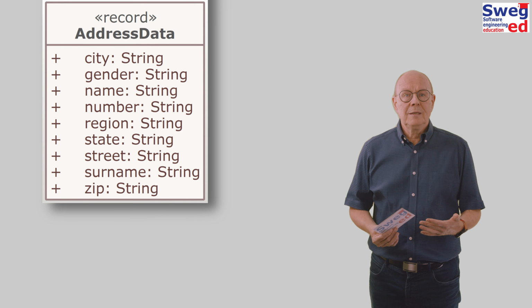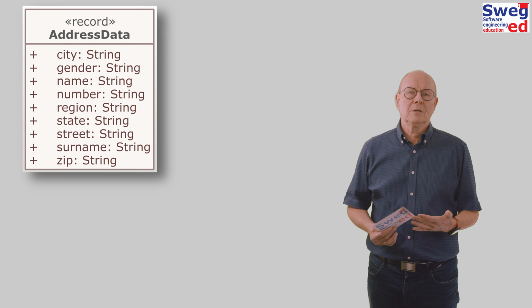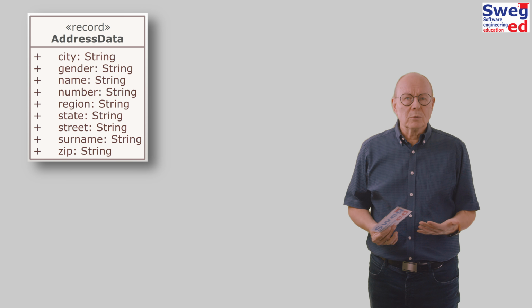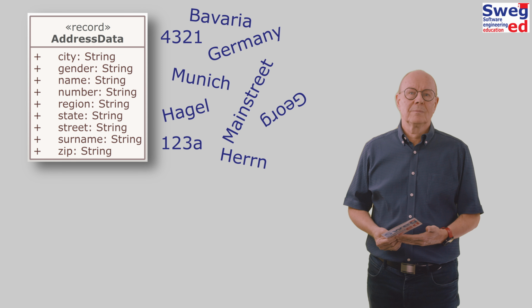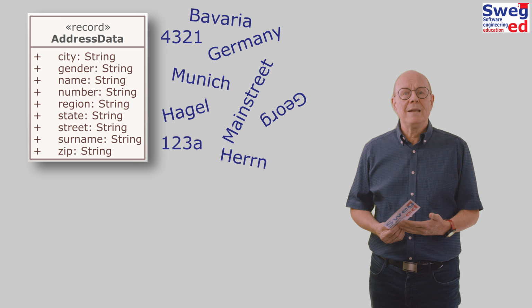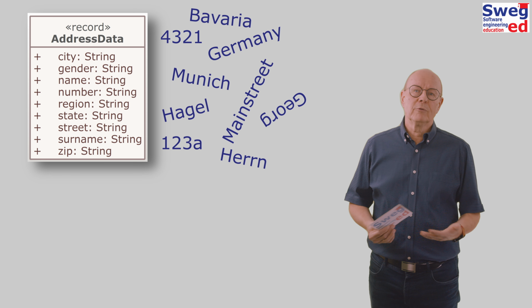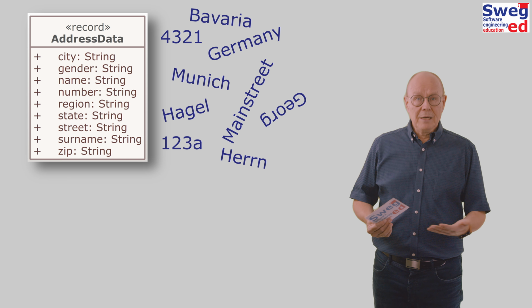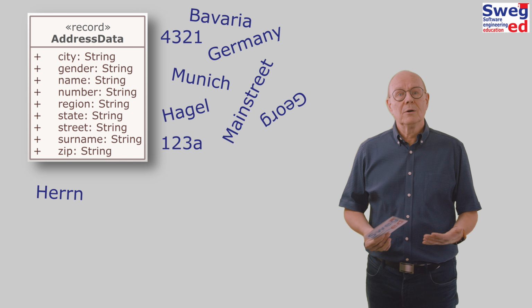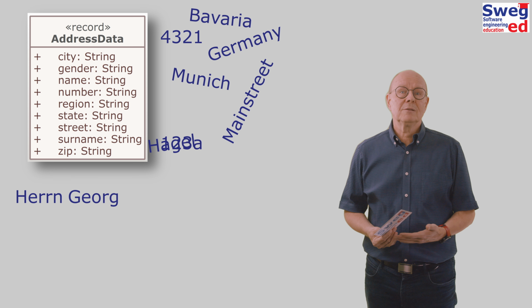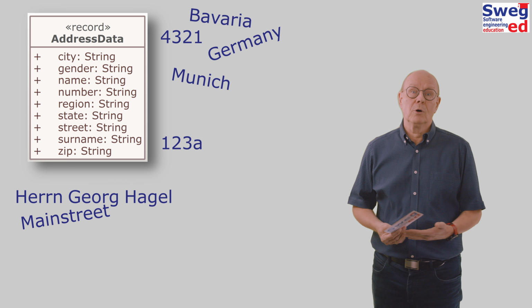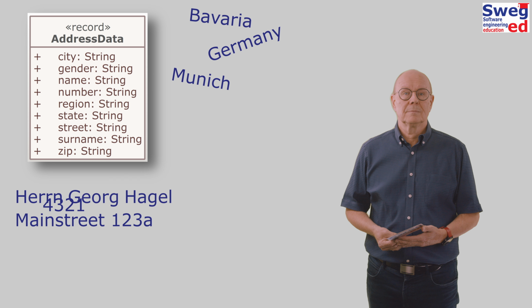Depending on the country, these pieces of information must be shown in different order on different lines. We have to combine these lines to show the full address. The builder pattern is helpful here because it lets us build the address step by step or line by line.